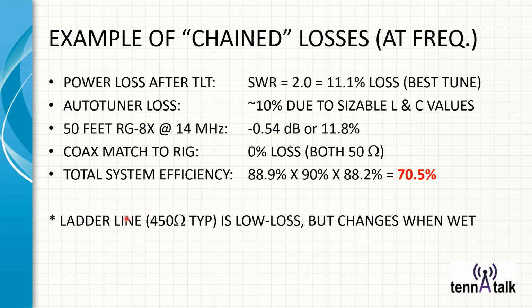Note that ladder line, typically 450 ohms, is low loss, but it changes when wet. So coax is usually recommended, except for more classic antennas, G5RVs and bazookas and such, Windoms.